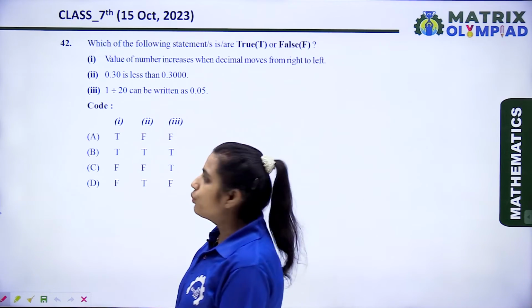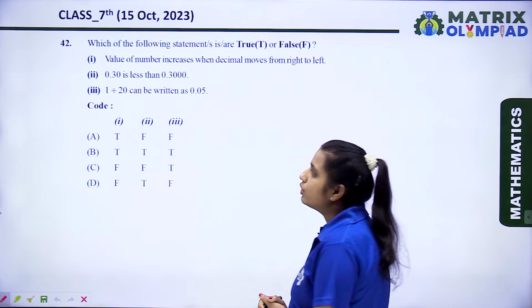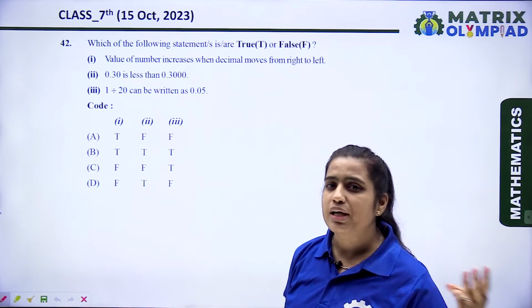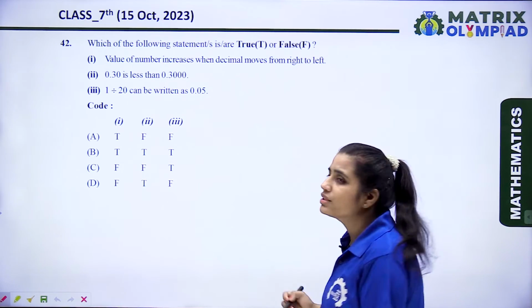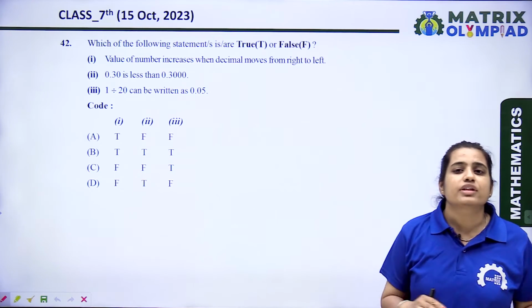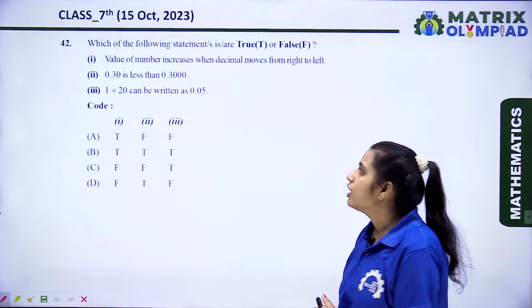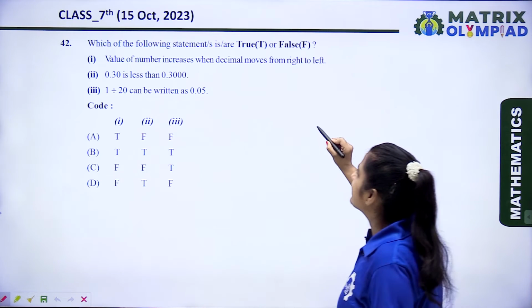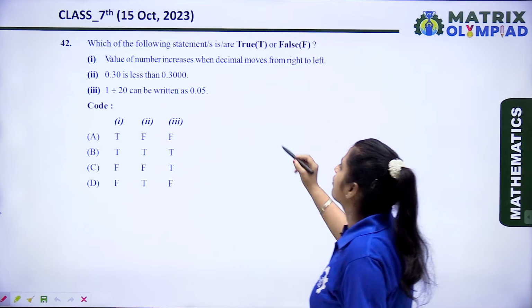Question number 42. In this question we have to find out which statement is true and which statement is false. तीन statement है हमारे पास. तीनों statement में देखते हैं कौन सी statement हमारी true है, which statement is false here. Now first statement is: value of number increases when decimal moves from right to left.